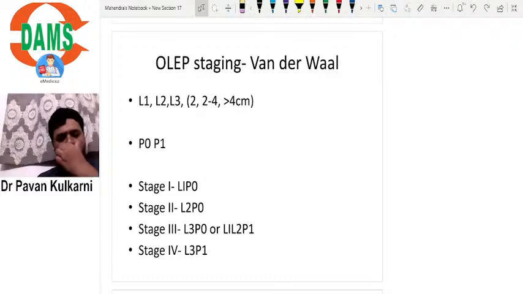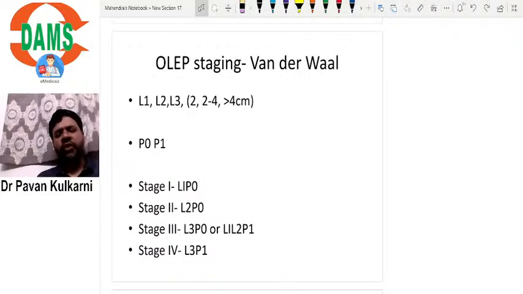OLEP staging stands for the oral leukoplakia staging given by Vander Wall. What Vander Wall told is, do two things. Carefully listen to this. Very important concept. A patient comes to you. First thing is, measure the size of the white patch, whether it is less than 2 centimeter, or 2 to 4 centimeter, or more than 4 centimeter. The greatest dimension.